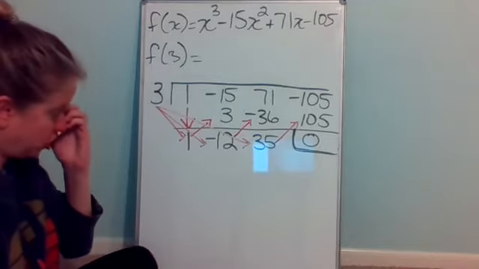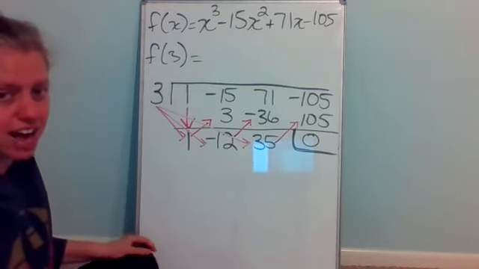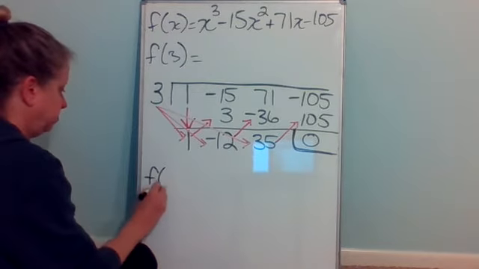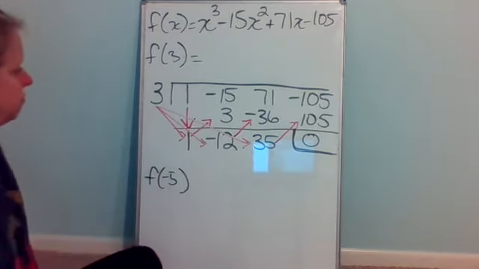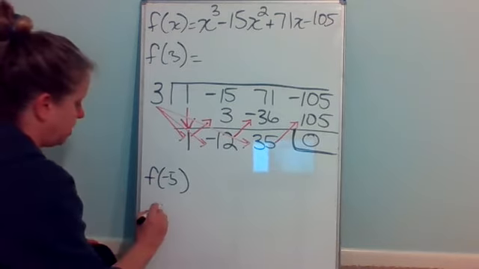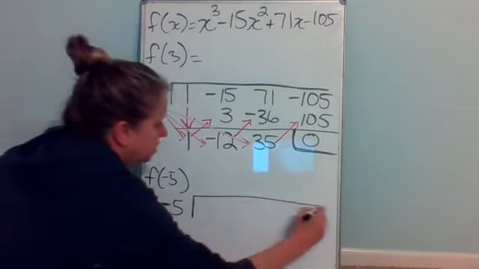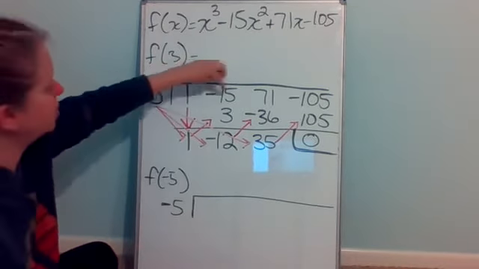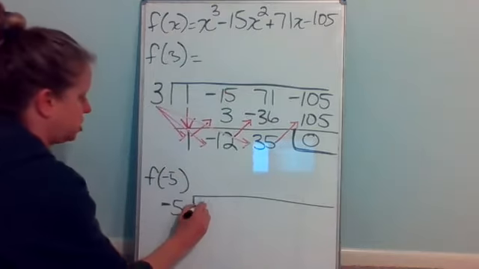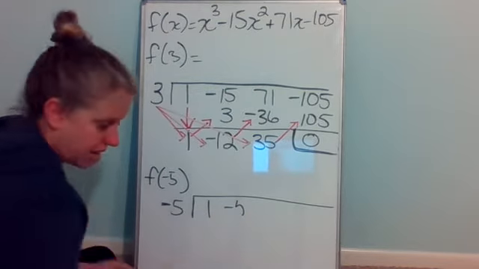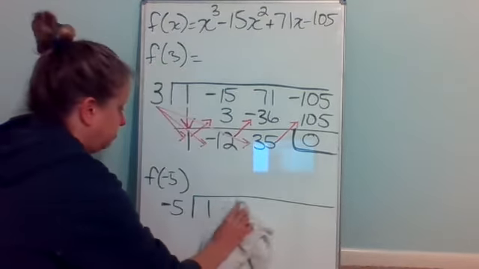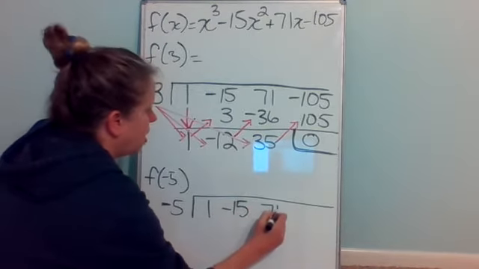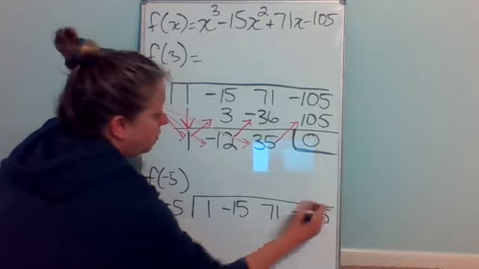Okay, and then it wants you to do it with 2 more numbers. The next thing it wants you to find is f of negative 5. So again, I'll just use the negative 5 and then make my division symbol. It's the same function, so I'm using these same 4 coefficients. So I have 1, negative 15, 71, and negative 105.